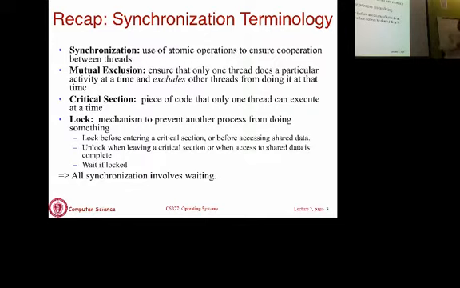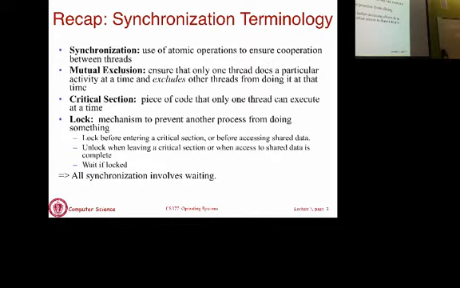Okay? And then there are two other terms that are related: mutual exclusion and critical section. Mutual exclusion essentially says that only one thread gets to do a particular activity at any given point in time. And it explicitly excludes other tasks from doing the same activity while it is performing that activity. Okay? So that's what we mean by exclusion.